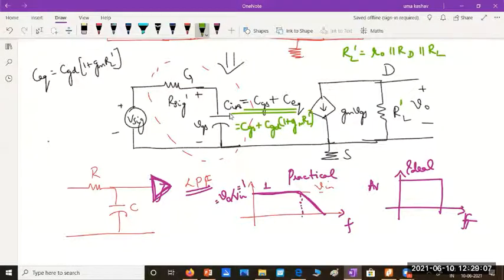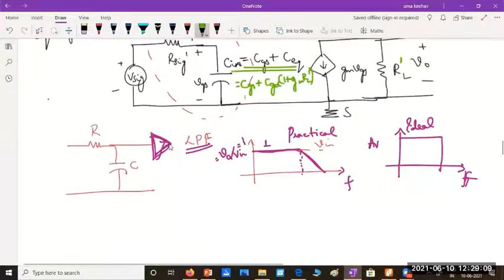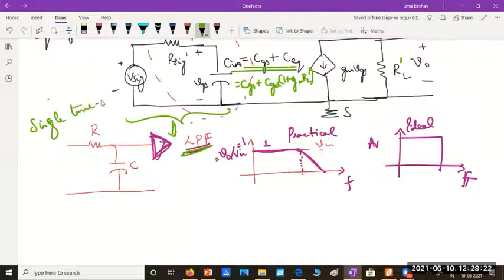Now coming to the input side of this circuit, this is similar to a low pass filter, or this is called a single time constant RC low pass circuit. If you have any doubts, please ask.